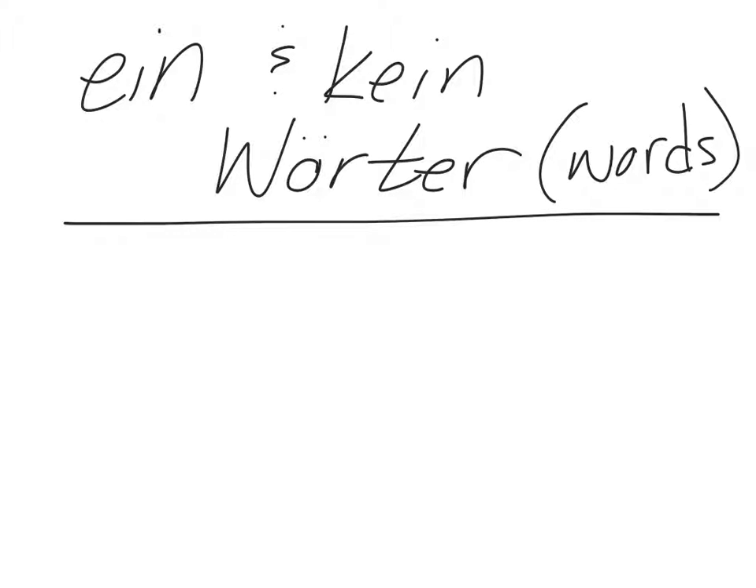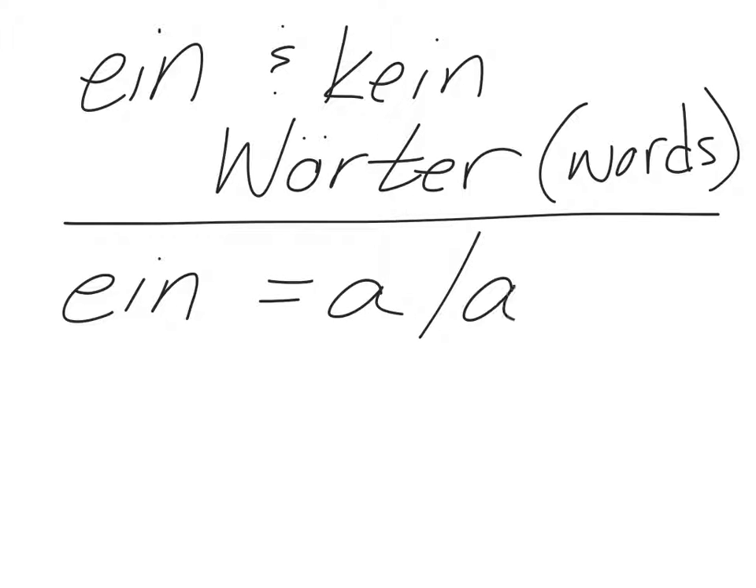Eins? But it's based on that. Ein is the word that means a or an, depending. They don't have the thing where it's based on the first letter of the word that follows it, but they have something else that determines what kind of ein word it is. What about kein?